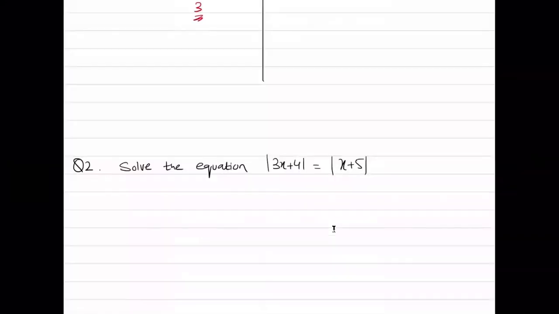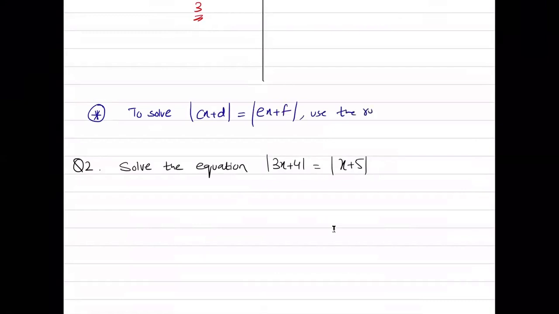Now, what do you do if you have modulus equations on both sides? Whenever you are asked to solve equations like |cx + d| = |ex + f|, where you have modulus on both sides, you are going to use the rule of squaring them.